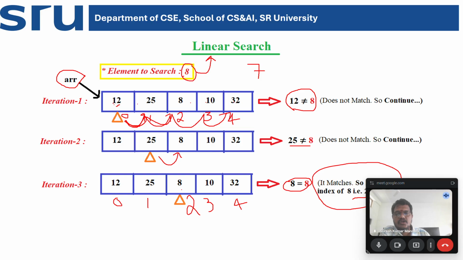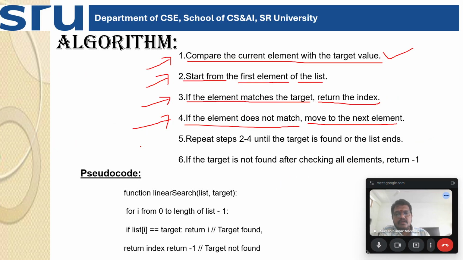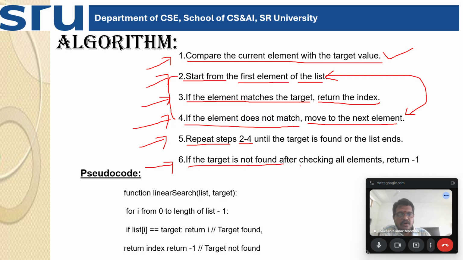If the required element does not match 12, then move to the next element and start the comparison. What is the fifth line? Repeat steps 2 and 4 until we find the required target value. If the target value is not found after checking all the elements, it will simply return -1.